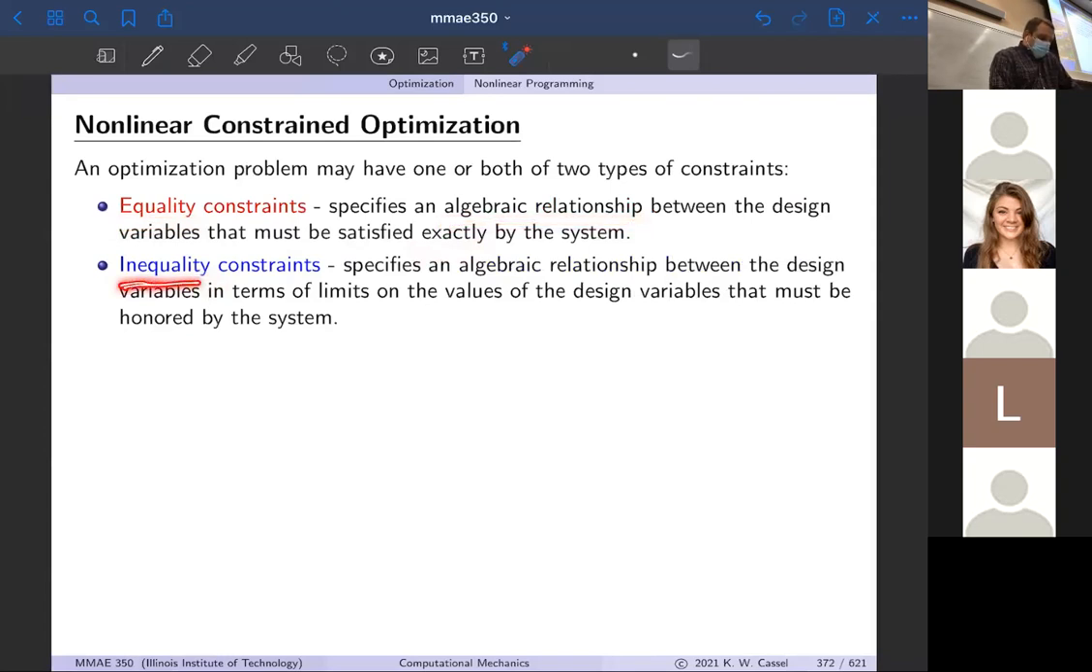Inequality constraints are just that. They're algebraic relationships, again, between design variables, but they're now in the form of inequalities. So this is like the rocket engine I mentioned on Tuesday. A rocket can't have a thrust that's less than 0 or bigger than its maximum thrust. So those are inequality constraints on the upper end and lower end of what the thrust can be.